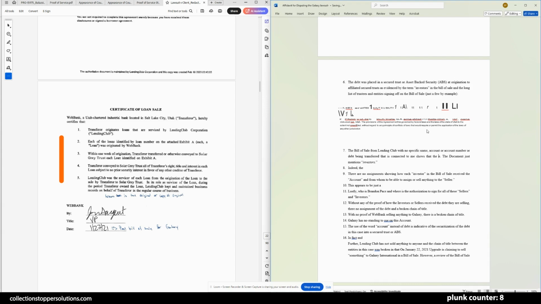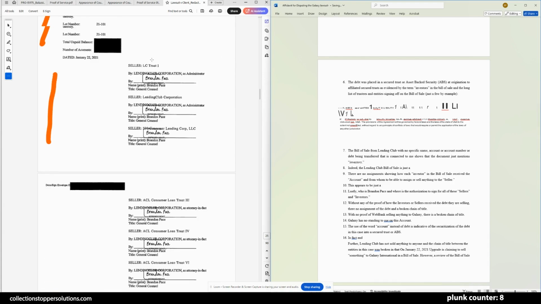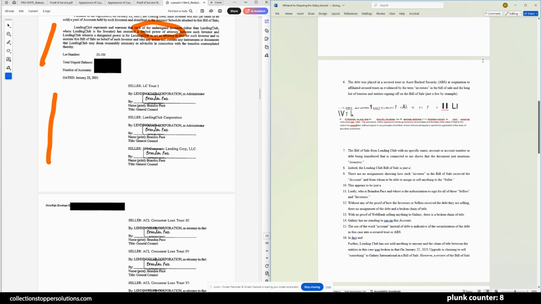shows that the document just mentions investors. Indeed, the Lending Club bill of sale is just a, best way to put it, I'll use their own language, a limited power of attorney. So you see that? Limited power of attorney. And that's what it says in the bill of sale.